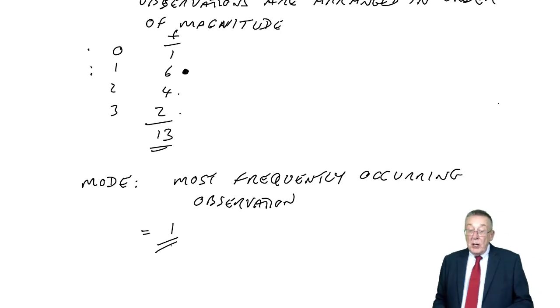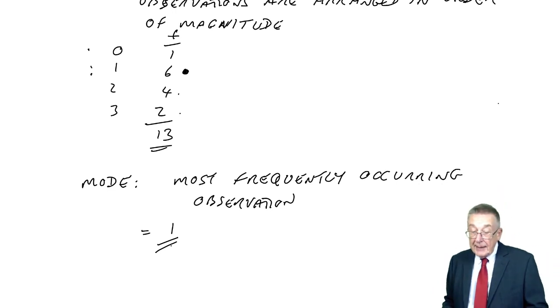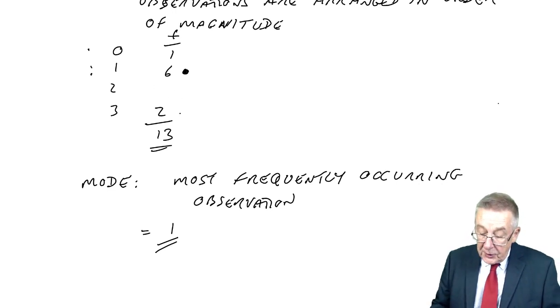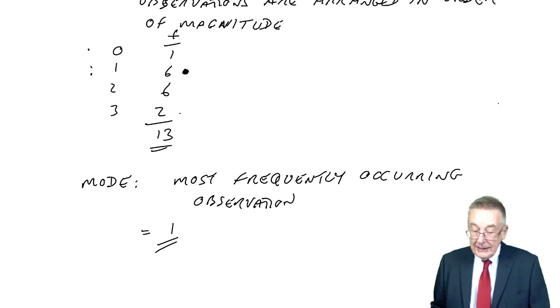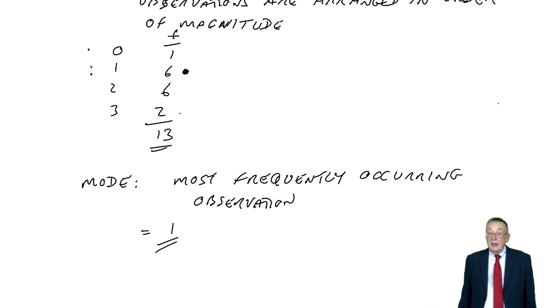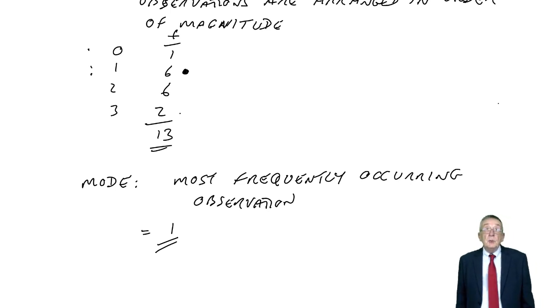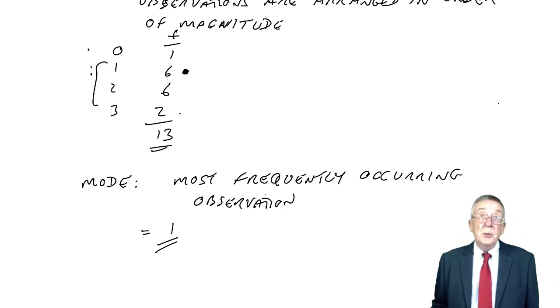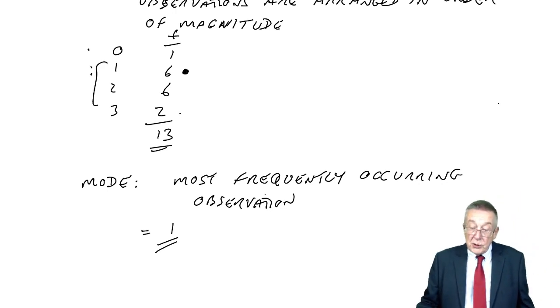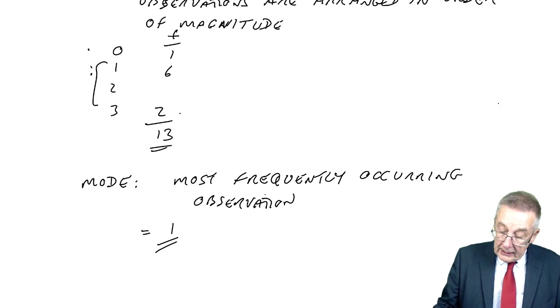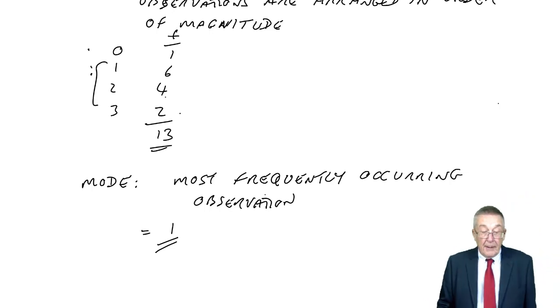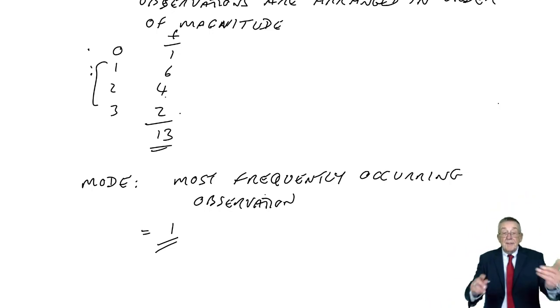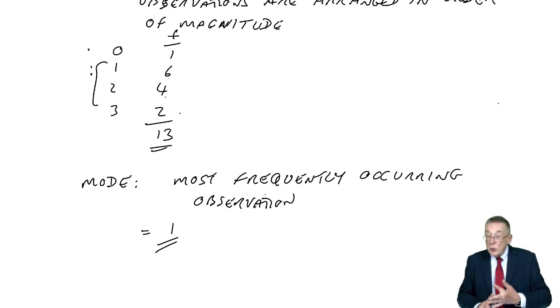Just in case somebody's worried, although I don't think it would happen in the exam, if we did have 2 the same, if 6 had 1 error and 6 had 2 errors, well, we'd say there are 2 modes. The mode is 1 and 2. So no tricks there. But there we are, those are 3 measures: mean, median, mode.